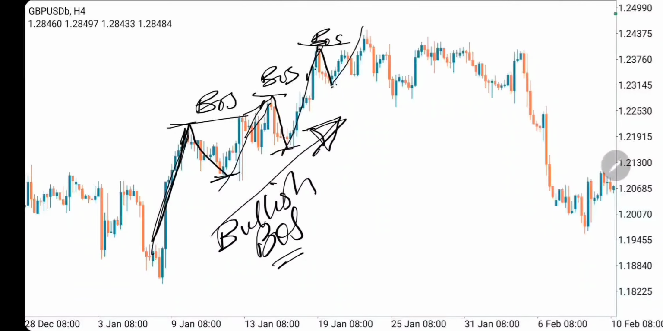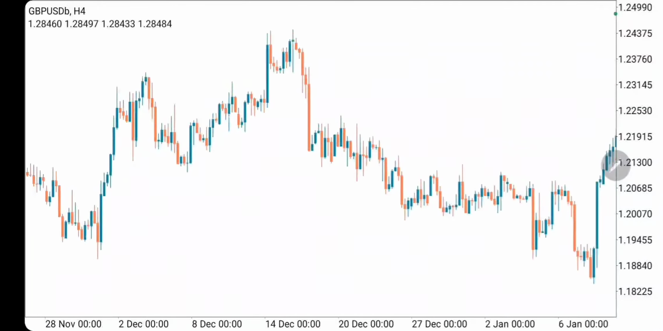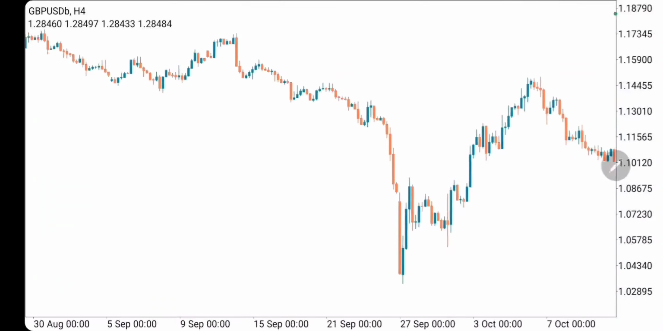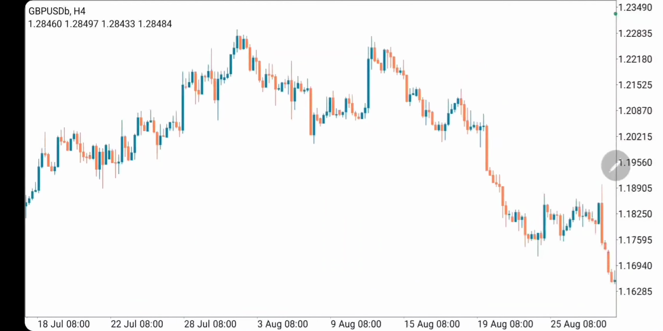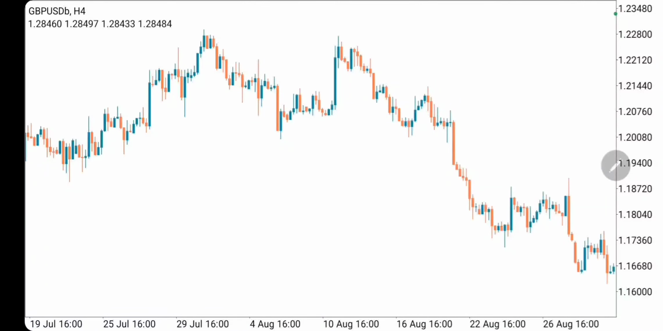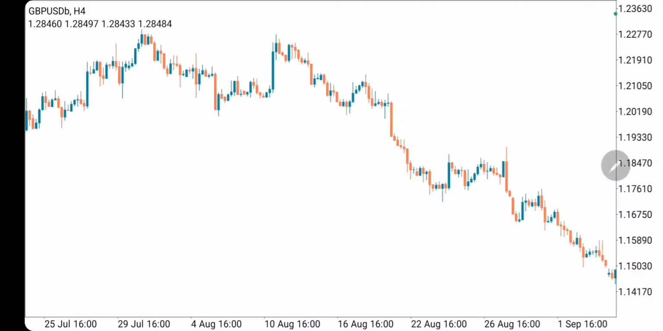All right, let me show you the bearish break of structure. Let's look for a suitable example. Like here. Now, it's not always a textbook form, so it could be complex, but if you understand what you are doing, you should be able to identify that.